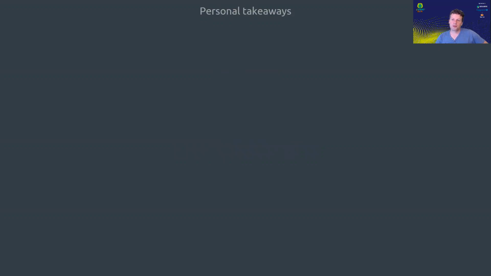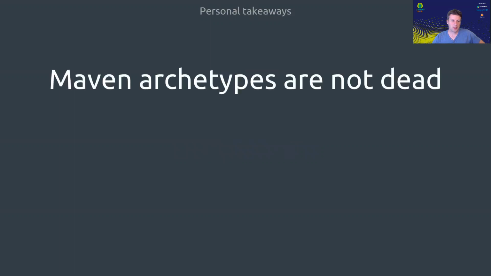Some of my personal takeaways of doing this exercise. First of all, the surprising one, Maven archetypes are not dead. I thought they were dead and buried and no one used them anymore, but going through the getting started manuals of all these frameworks, I learned that quite a lot start with just run this Maven archetype. And that was a surprise to me.